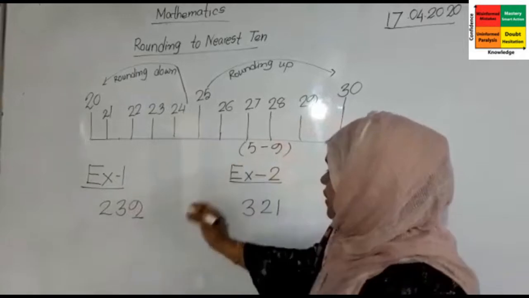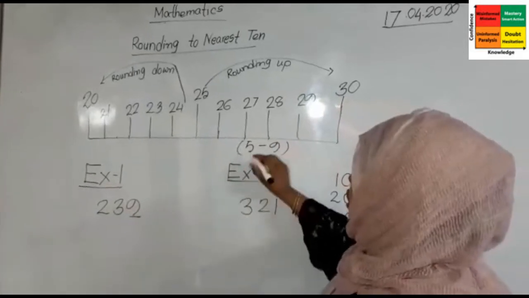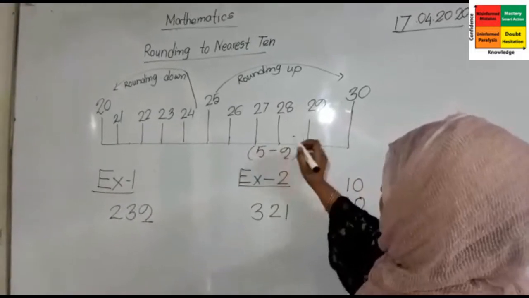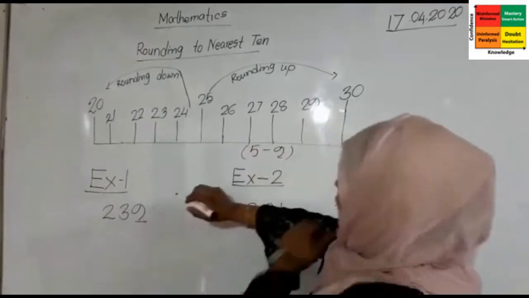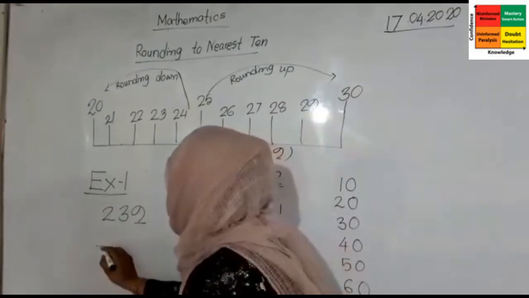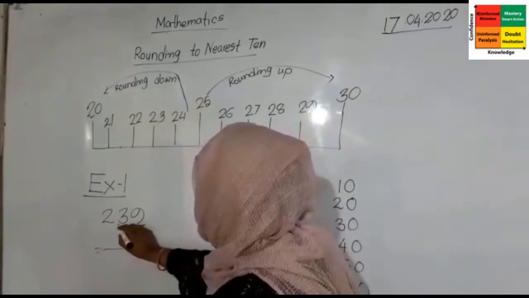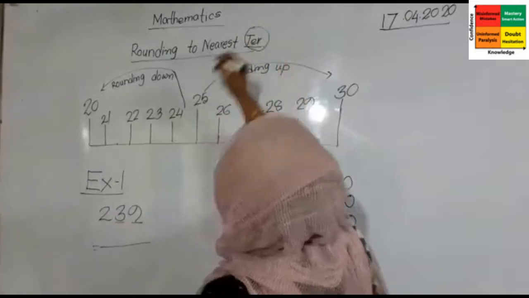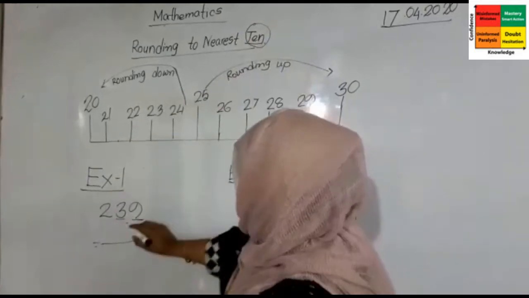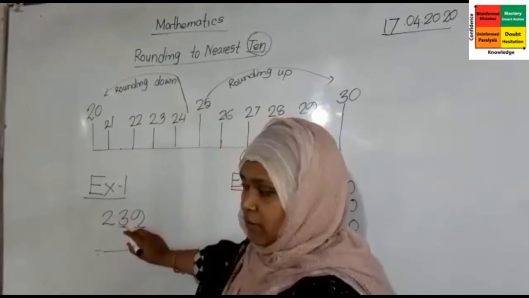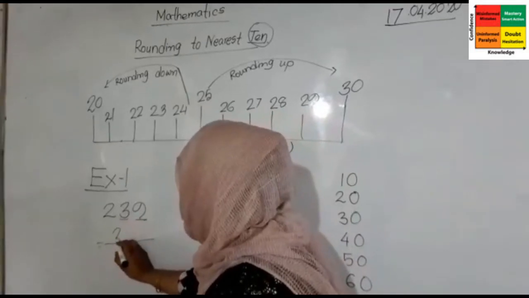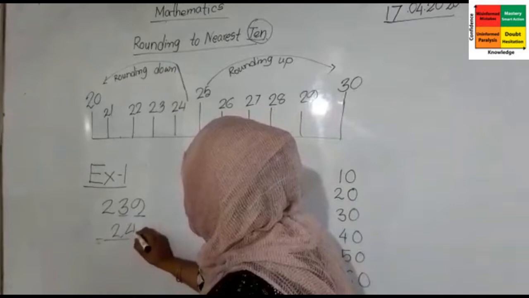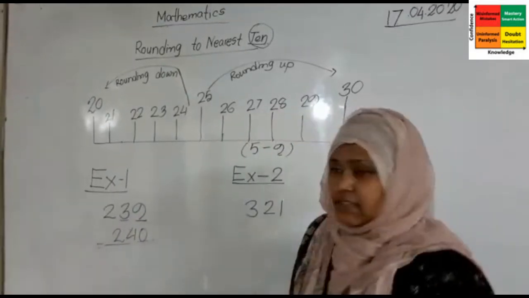And 9. When we see 9 in the right side number, the number goes from 5 to 9, which means it will be rounding up. Here I am going to change only the tens number, because we are doing rounding to 10. So I will change only the tens number here, so it will be 240. Is it clear, everyone?